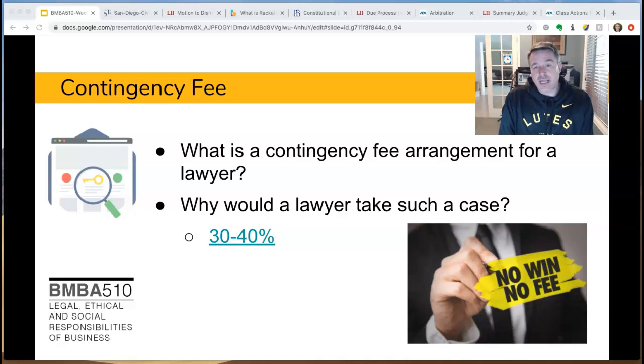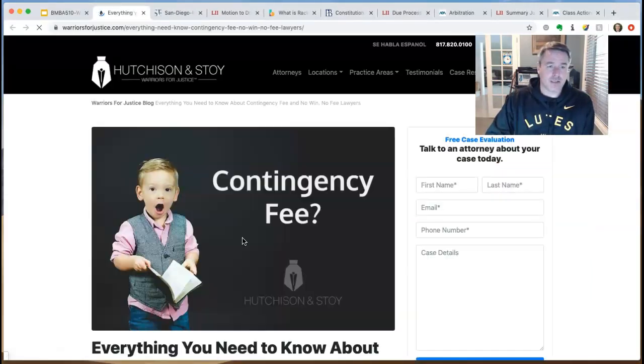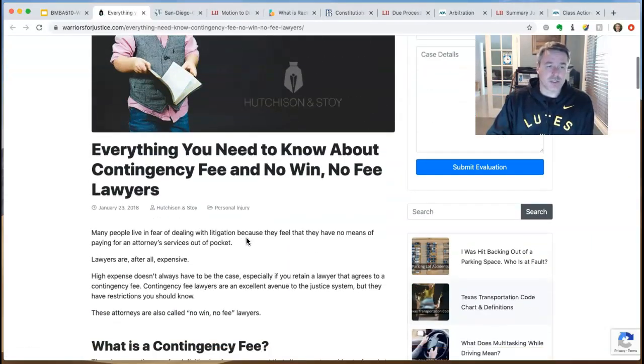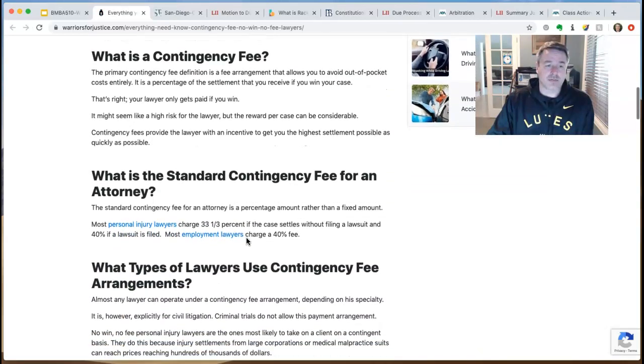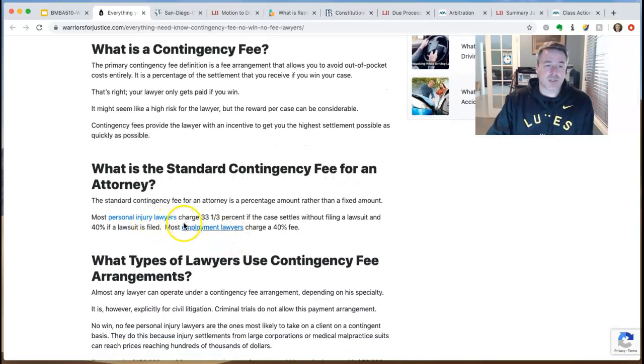So what they do instead is the lawyers take the case on contingency, which means they don't get paid unless and until there is a judgment, and then they collect a piece of it. And in many cases, that piece is 30 to 40%. That's true in personal injury cases. In fact, this link, I think, talks about personal injury cases and what the standard rate is. But see, it says here most personal injury lawyers charge 1/3 to 40%, and most employment lawyers charge 40%.